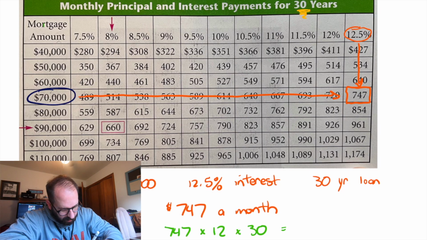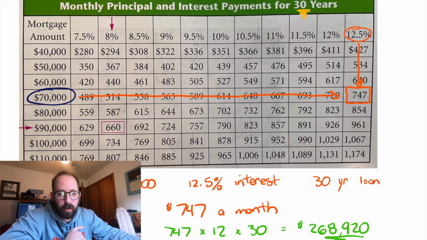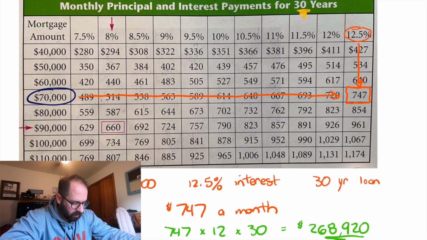And so the total I'm paying for this home, if I multiply that out, is $268,920. That's what I'm paying total for this home, a $70,000 home, because my interest rate was too high. That's a very high interest rate on a home, 12%. I would not buy that home at 12%.